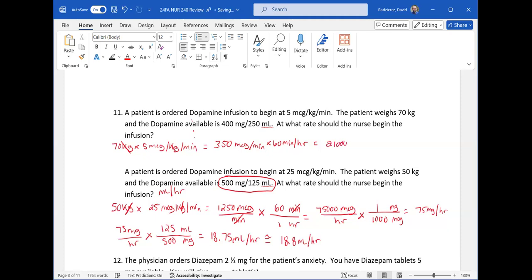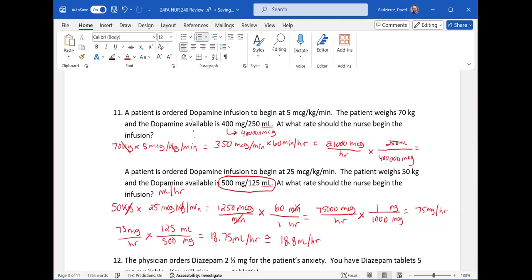Now, once I have my 21,000 micrograms per hour, it's a matter of converting micrograms per hour to milliliters per hour, using what we have available. 400 milligrams, if I convert that to micrograms, is 400,000 micrograms. I just converted milligrams to micrograms. In order to do this type of math, you have to make sure your units are the same. You can either convert micrograms to milligrams, or milligrams to micrograms. Either way, just make sure you do that. I'm trying to eliminate micrograms, so I have this 400,000 micrograms, I know that's a big number, and I have my 250 mL.